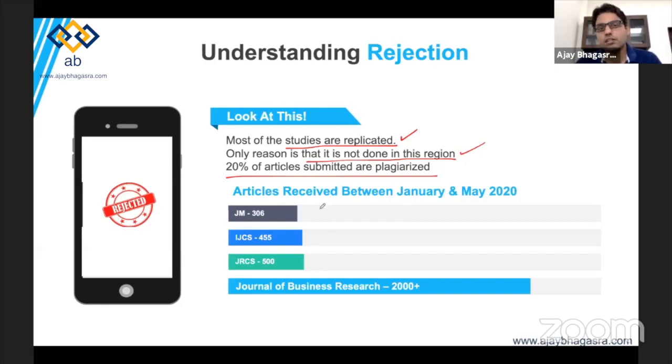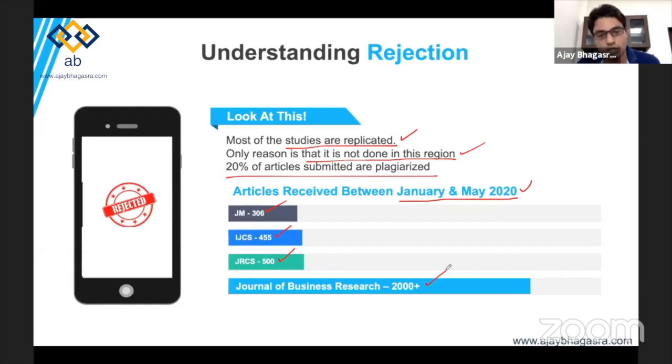And then look at why the journals reject you. This is data between January and May 2020. Journal of Marketing has received 306 papers only in these 6 months. International Journal of Consumer Studies, A-grade journal, 455 submissions. Journal of Retailing and Consumer Services, A-grade journal, 500 submissions. Journal of Business Research, 2,000 plus submissions. Come on, I am editor-in-chief of Journal of Business Research. I am getting 2,000 papers.